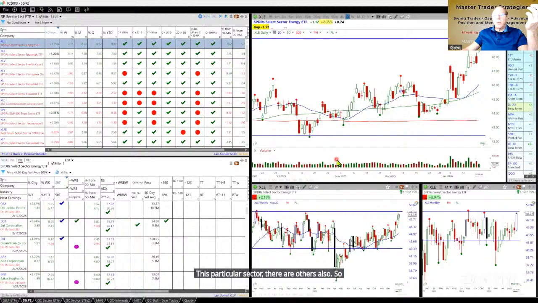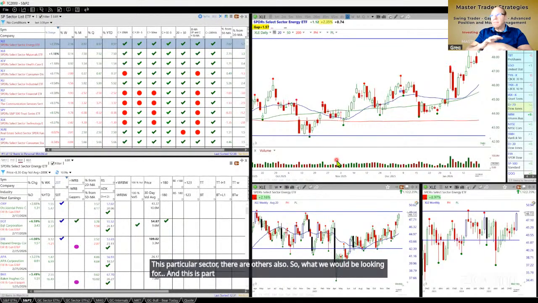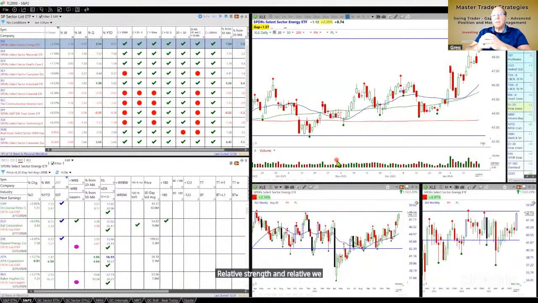So what we would be looking for, and this is part of our approach to the markets and the different concepts of relative strength and relative weakness and money flows and bar by bar action. What should this do at that upper blue line, which we see is at these pivots? I put the line there based on the pivots. What should price action do?